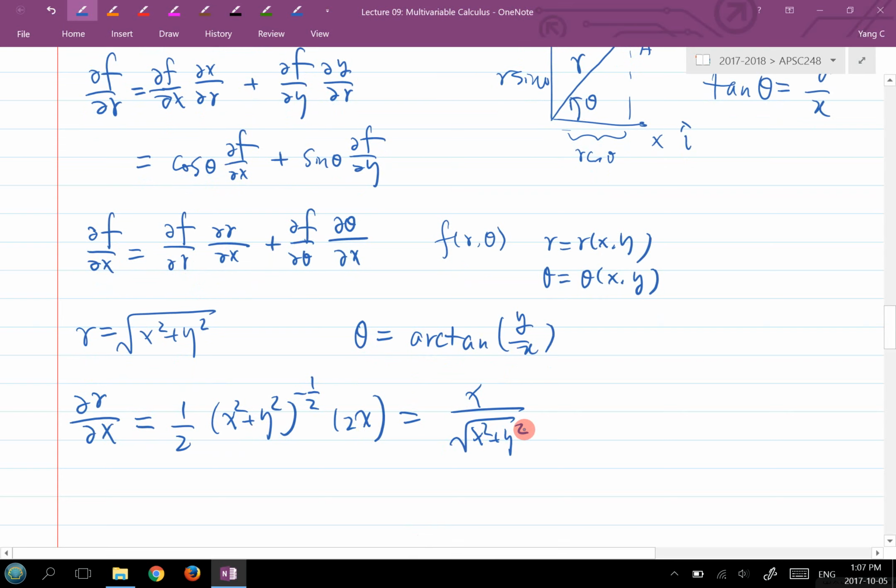And you can further simplify this a little bit here. This is r cosine theta, and the bottom here is r, so that essentially is cosine theta.